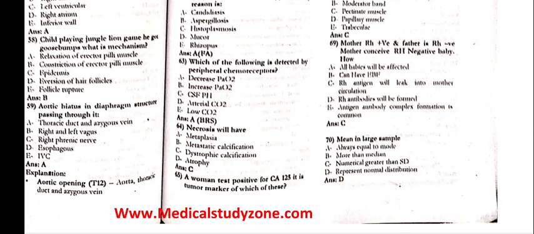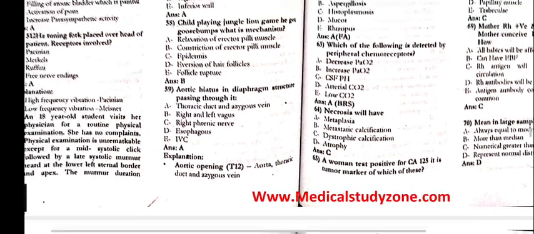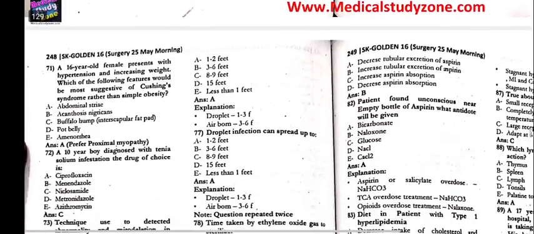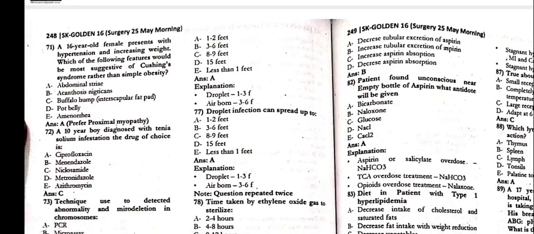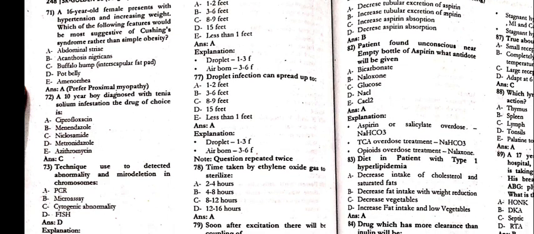69, mother is Rh positive, father is Rh negative, and the mother conceives an Rh negative baby. How? Rh antigen will leak into the mother's circulation. 70, the mean in a large sample represents the normal distribution. Next 71, a 61-year-old female presents with hypertension and increasing weight. Which of the following features would be most suggestive of Cushing syndrome rather than simple obesity? That is abdominal striae.